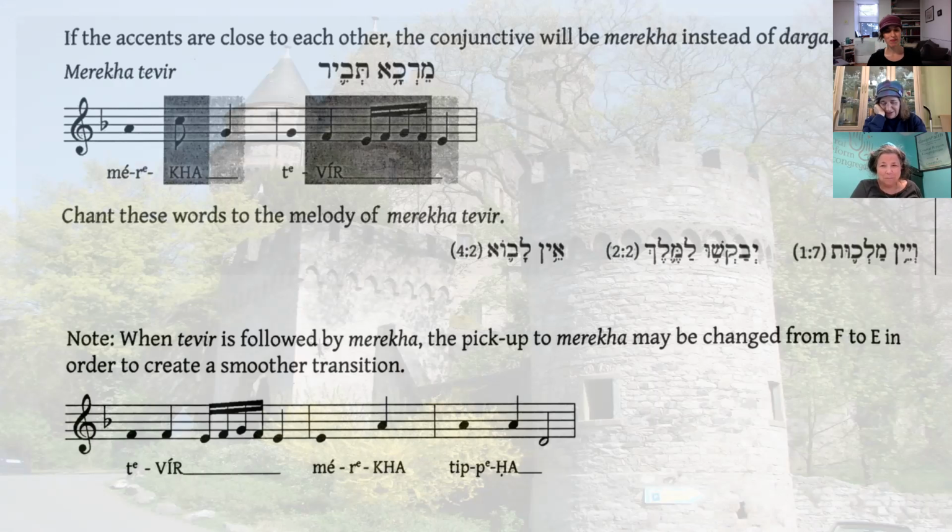Oh, good. So here's something definitely worth mentioning, which is why I included it in a slide. We learned earlier, mercha, with the F as the pickup note. When it's preceded by tevir, we move the pickup note so that it's a note to note connection between tevir and mercha. Tevir, mercha, tibcha. It's just easier, and that's okay. We like the path of least resistance. It's a-okay.